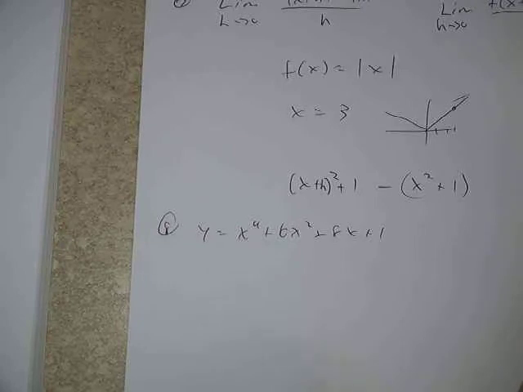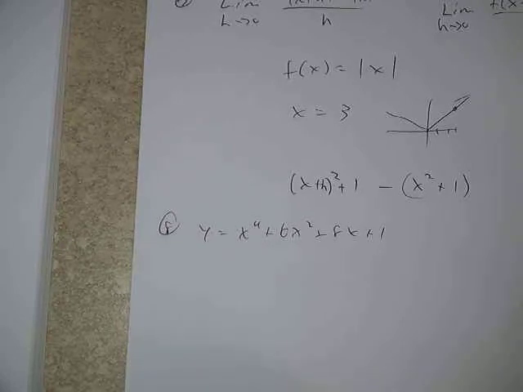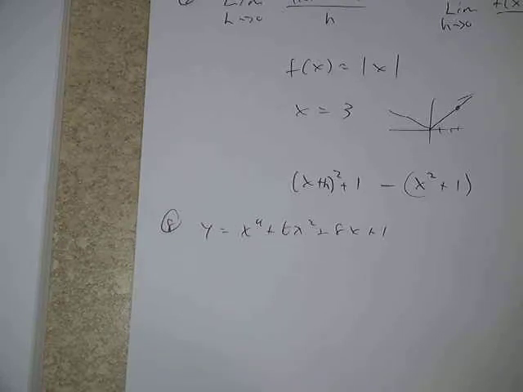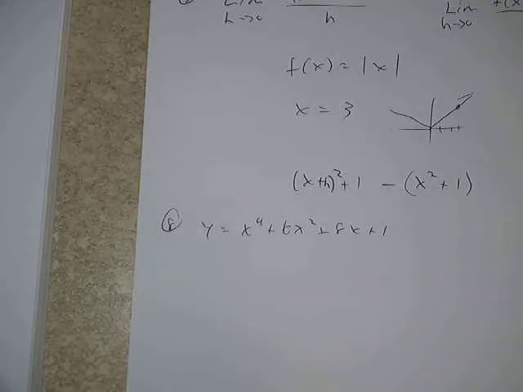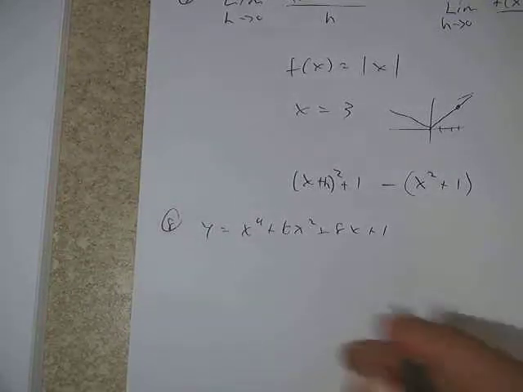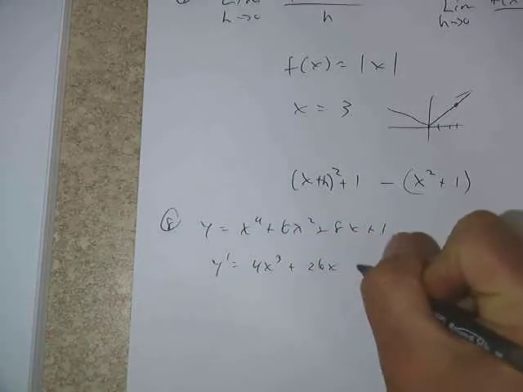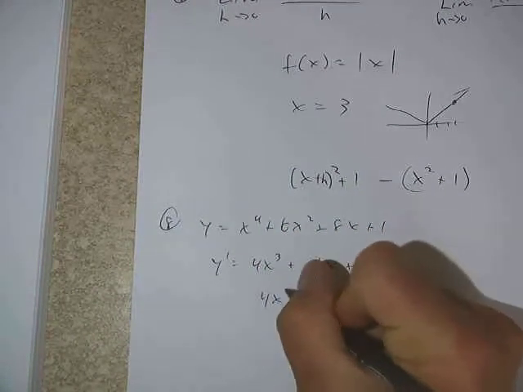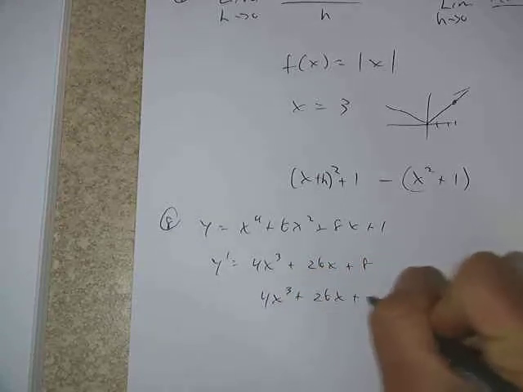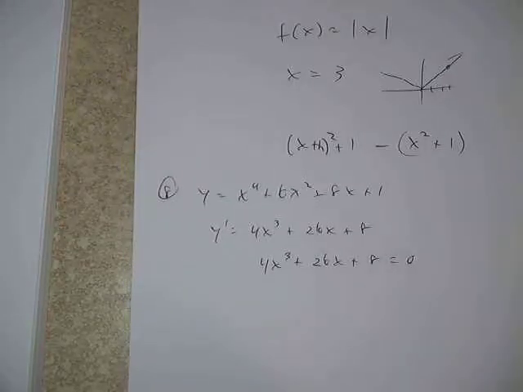Next. 8. 8 says that we have y equals x to the 4th plus bx squared plus 8x plus 1. It says it has a horizontal tangent and a point of inflection for the same value of x, and if that's the case, what has to be the value of b? So once again, if we have a horizontal tangent, then we know that what has to be the case?